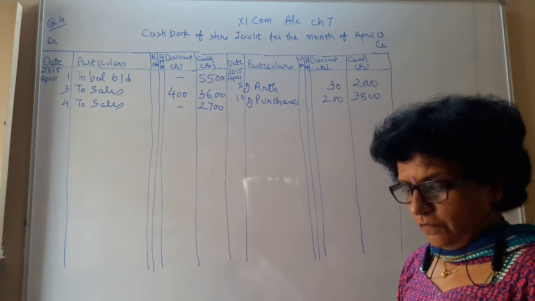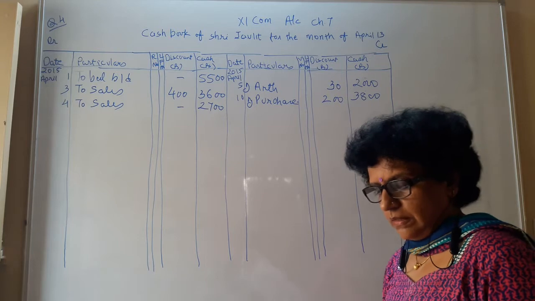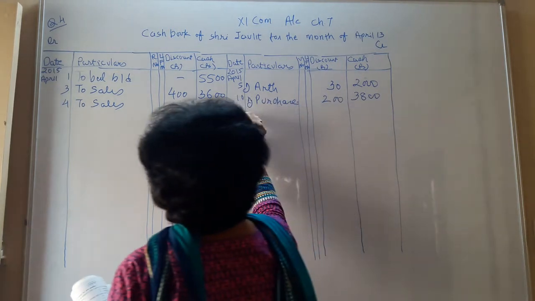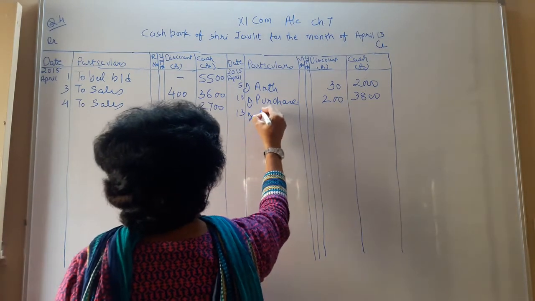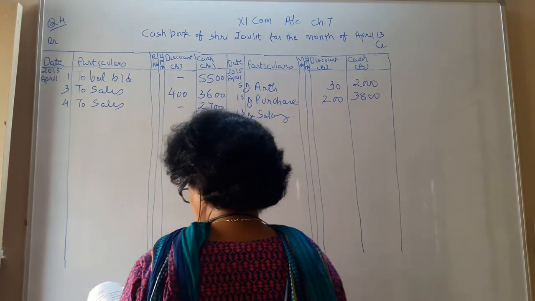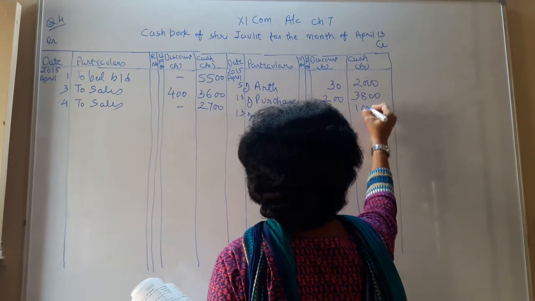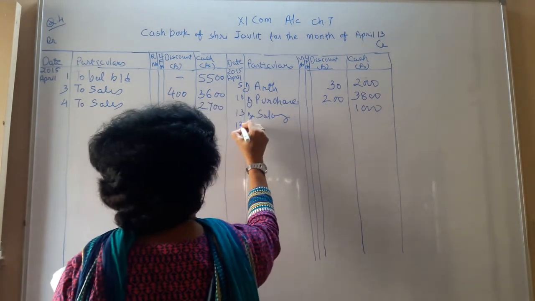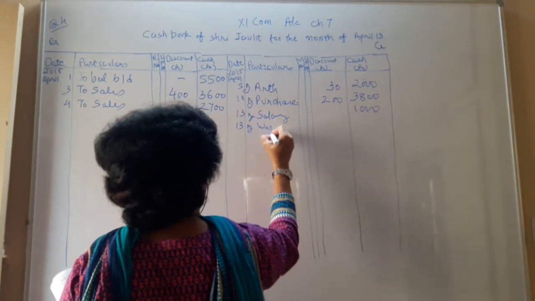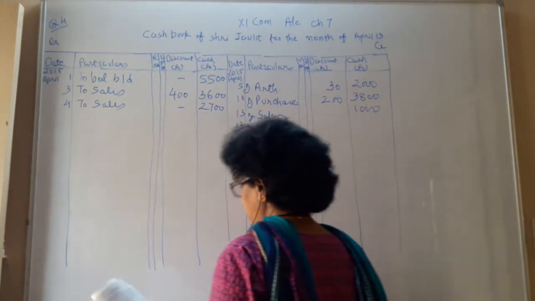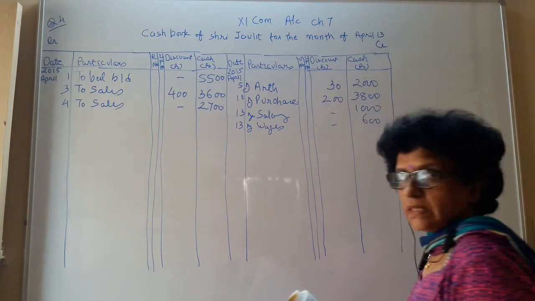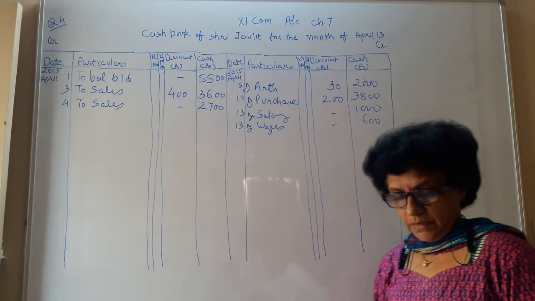On the 13th, salary of 1,000 and wages of 600 are paid by cash. Both are payments, so we have to write them on the payment side. That is By salary, amount is rupees 1,000. And then again on the 13th, you have paid By wages, amount is rupees 600. Both are to be recorded on the payment side because both are your payments.